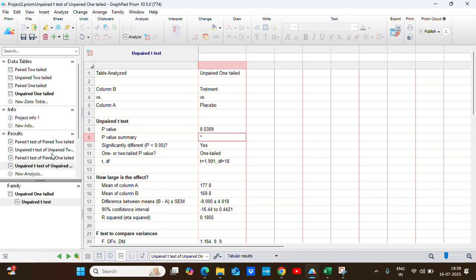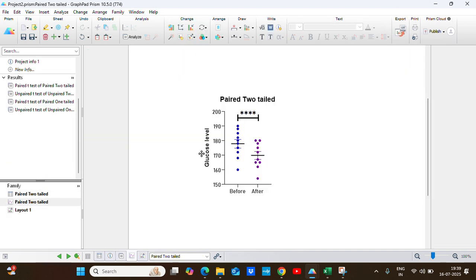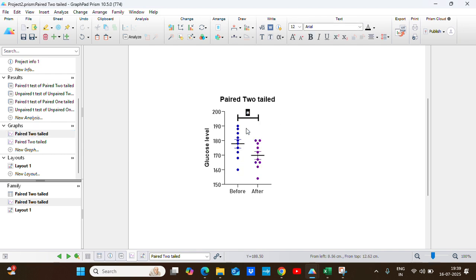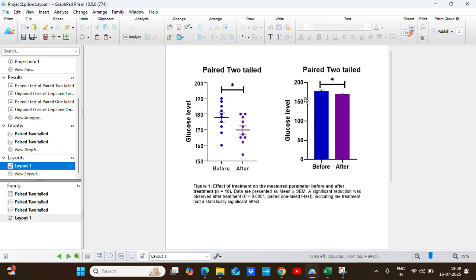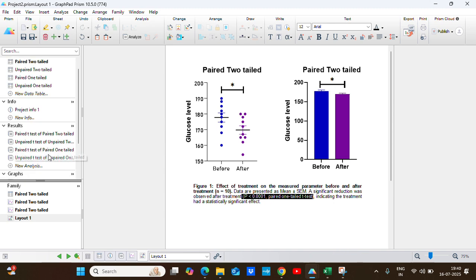So we will represent this in our graphical representation. Here we will change this one, and in this also we will change this one. In the layout it will change automatically, and accordingly here we will change the description of the p-value and what exact test we had used for the analysis. So this way you can represent your data.